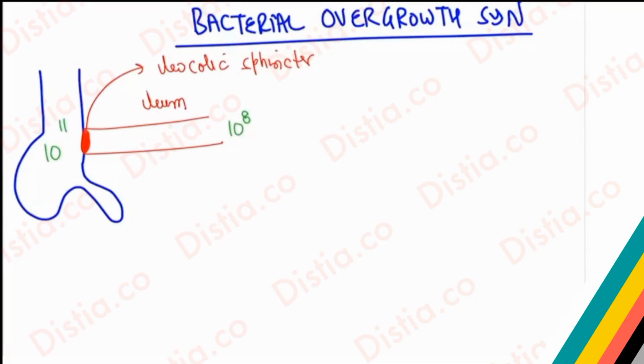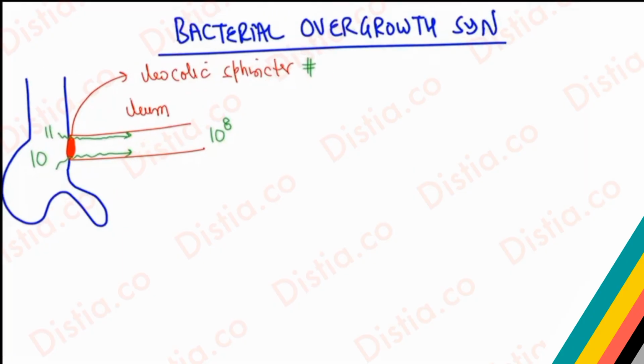Now, if God forbid the ileocolic sphincter malfunctions, I'm just saying malfunction with a hashtag here, then the functionality of this is hampered. This can allow the bacteria of the large intestine to come into the small intestine, and once the counts increase, local mucosal damage can be seen. When you read the term bacterial overgrowth syndrome, I want you to appreciate the fact that it's not that the bacteria start growing just like that.